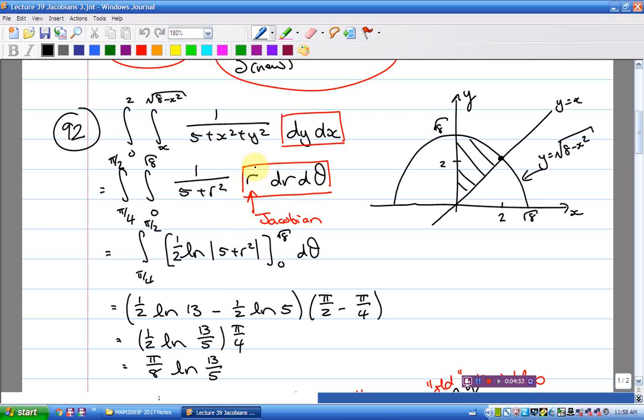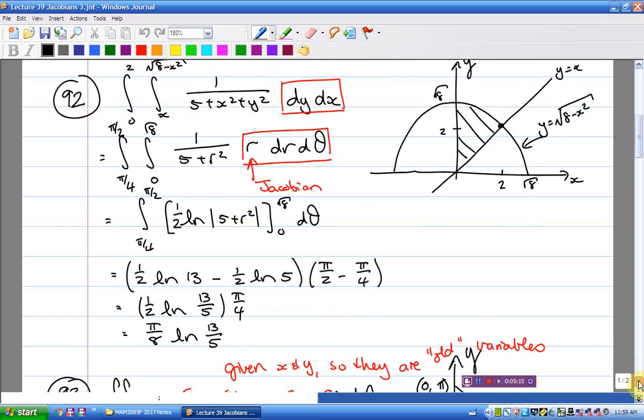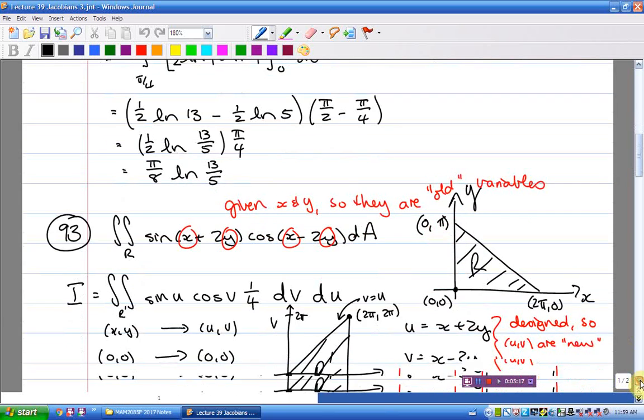So basically, the Jacobian forms part of the integrand, and we take it into account when we integrate. Okay, so 92 was an example of it being primarily the region that prompted a coordinate change, specifically a polar coordinate change. Okay, let's move on to exercise 93.